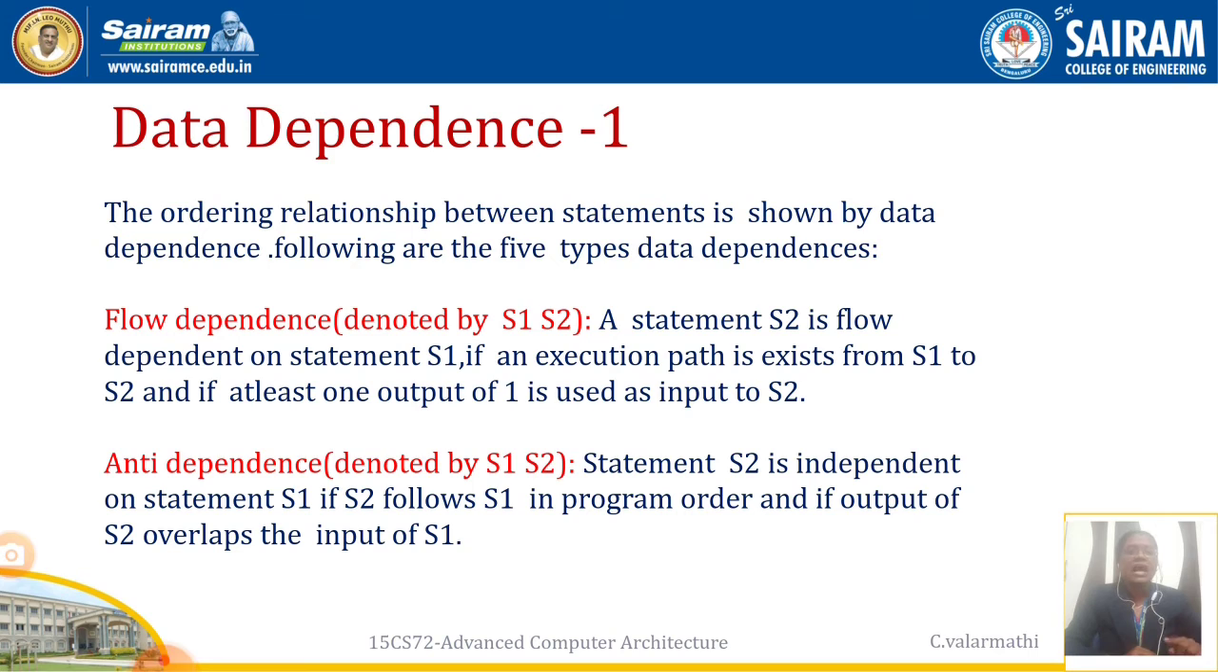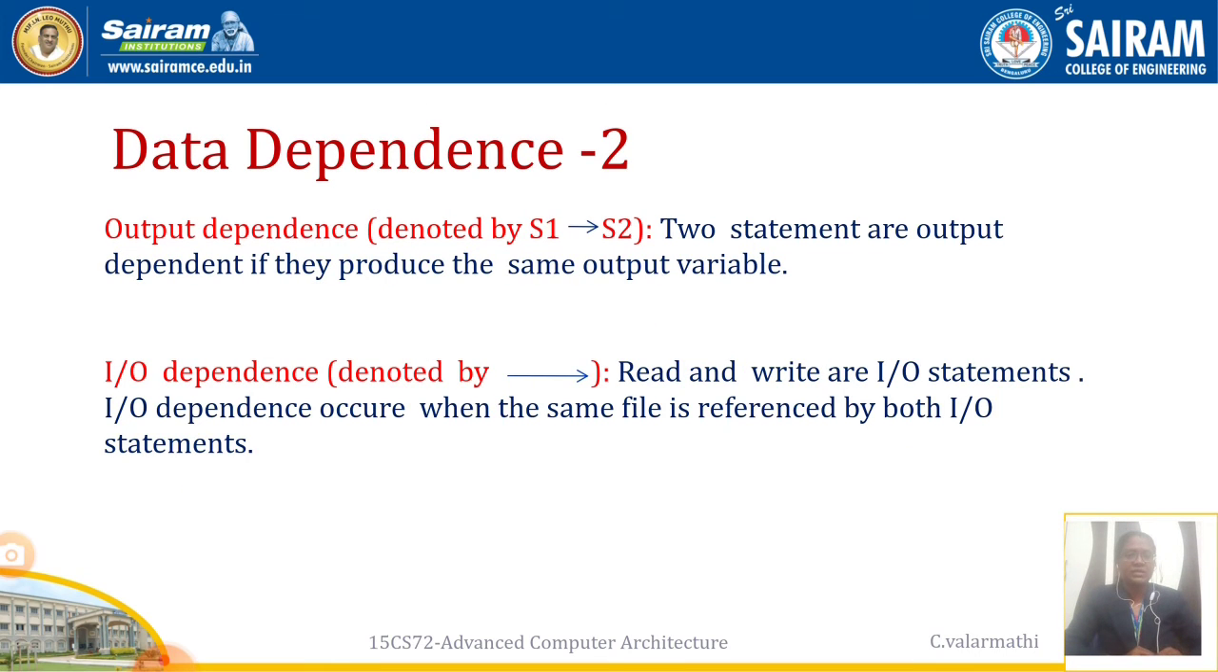Second dependence is anti-dependence, denoted by S1 to S2. Statement S2 is anti-dependent on statement S1 if S2 follows S1 in program order, and if the output of S2 overlaps the input of S1. The third dependence is output dependence, denoted by S1 arrow S2. Two statements are output dependent if they produce the same output variable. That is called output dependence.